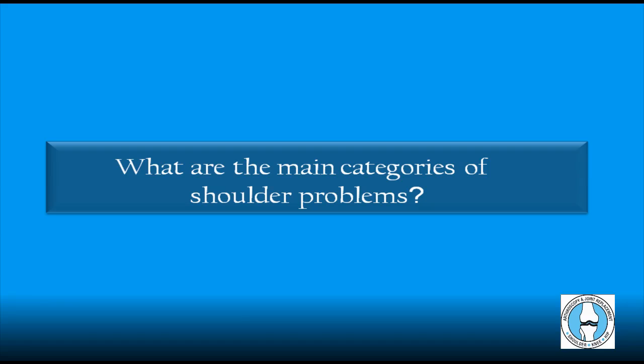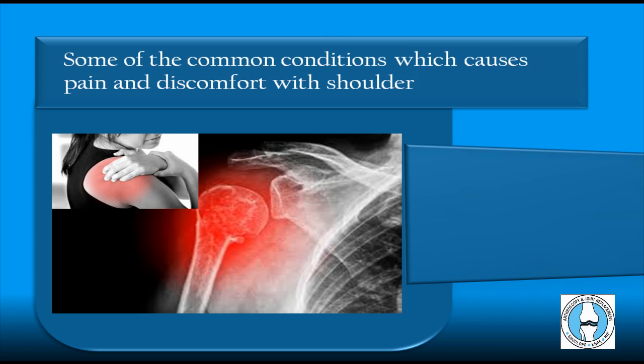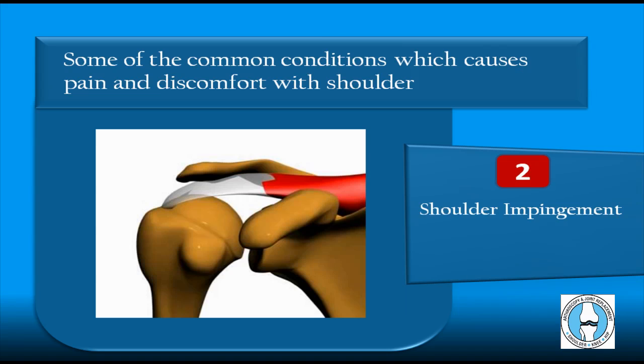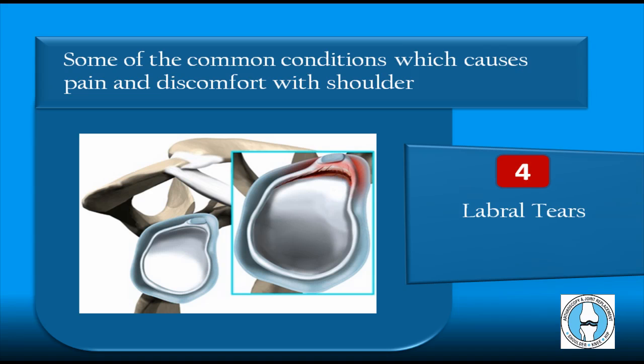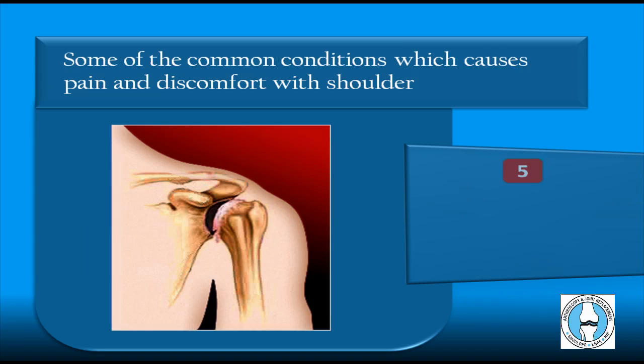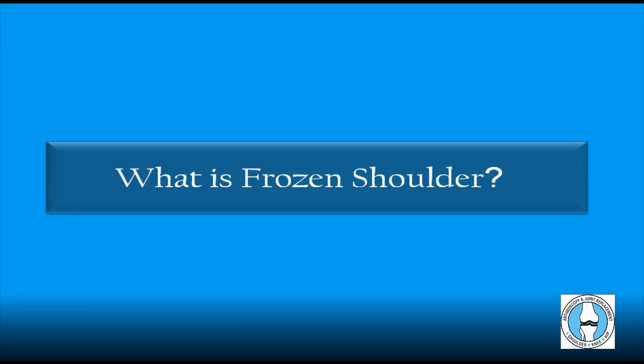What are the main categories of shoulder problems? Some of the common conditions which cause pain and discomfort with the shoulder are: frozen shoulder, shoulder impingement, recurrent shoulder dislocations, labral tears, and shoulder arthritis.